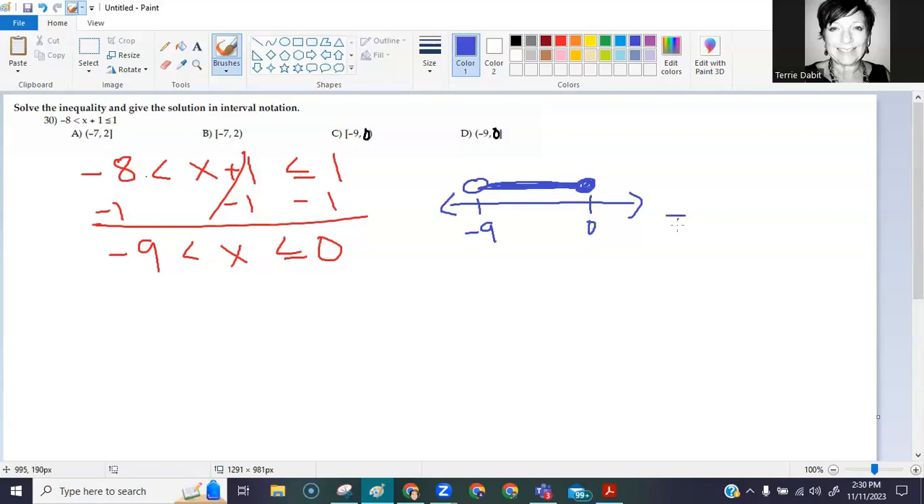So for my interval notation, this starts at negative 9. It ends at 0. It does not include the negative 9. So therefore, there is a parenthesis. And it does include the 0. So therefore, there is a bracket.